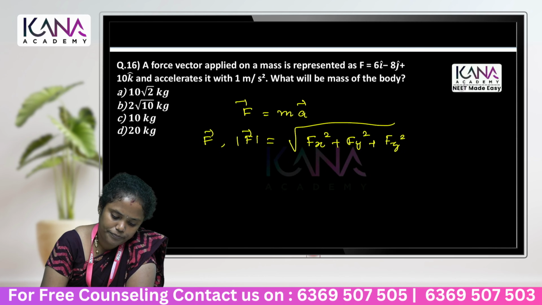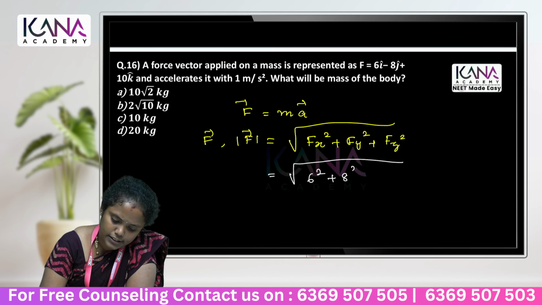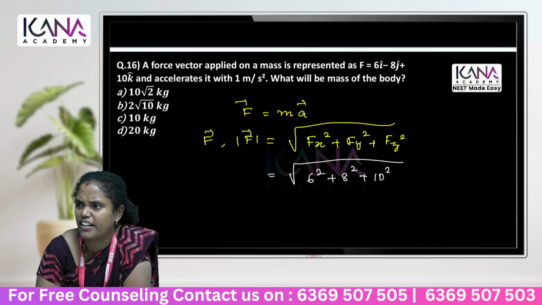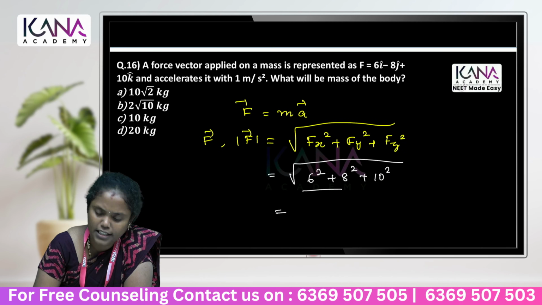Then square root of 6 square plus 8 square plus 10 square. 6 square plus 8 square is 100. 100 plus 100 is 200. So it is 10 root 2.